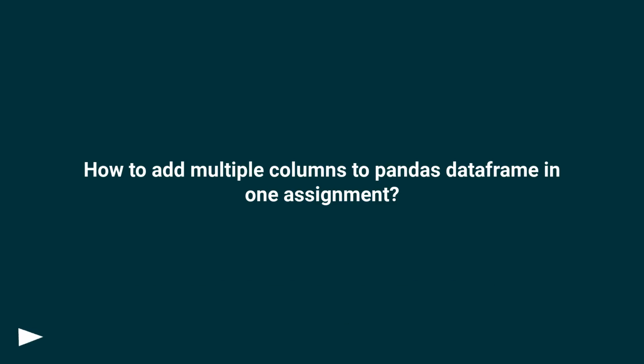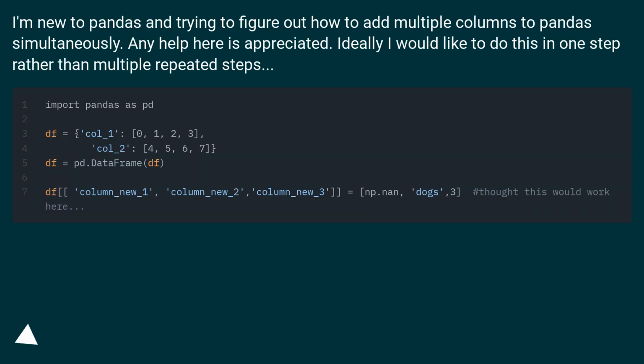How to add multiple columns to a pandas data frame in one assignment? I'm new to pandas and trying to figure out how to add multiple columns to a pandas data frame simultaneously. Any help here is appreciated. Ideally, I would like to do this in one step rather than multiple repeated steps.